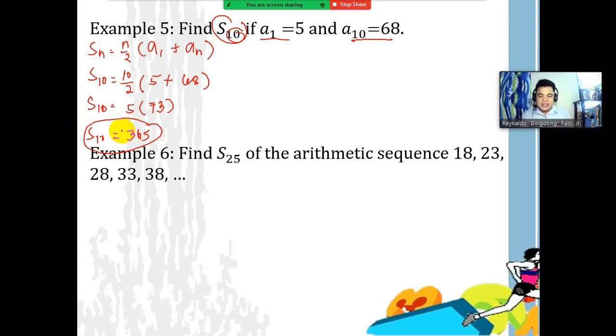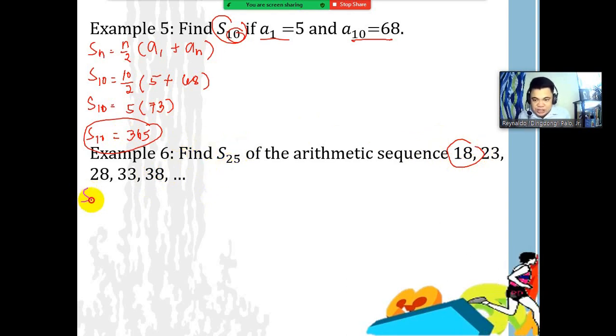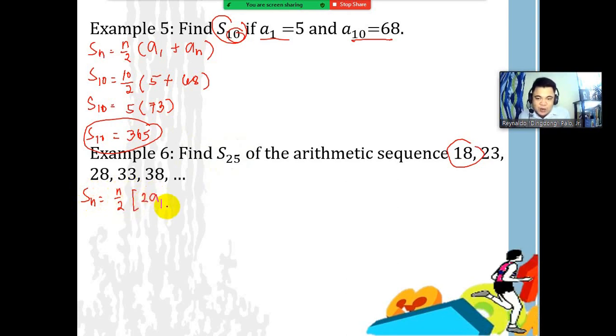How about example 6? Find s sub 25 of the arithmetic sequence 18, 23, 28, 33, 38, and so on and so forth. How are we going to solve now for the sum? As you can see, we have the sequence, which is the given. What we can actually use here is the first term. And as you can see, the last term, or a sub 25, is not given. So in solving for this, we have to use the second formula, which is s sub n equals n over 2 times the quantity 2 a sub 1 plus n minus 1 times the common difference.